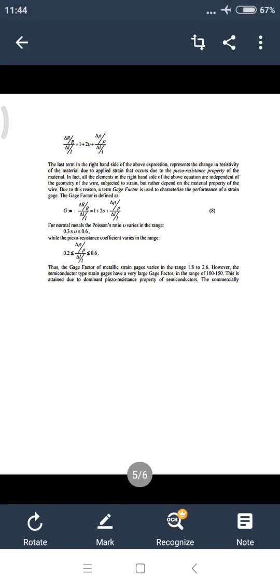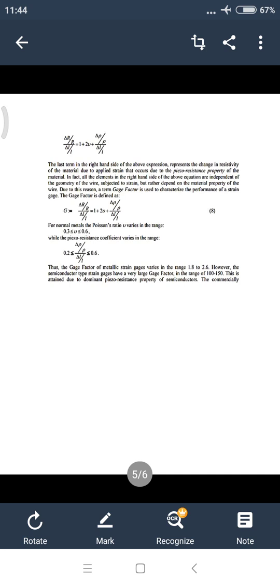Due to this reason, the term gauge factor is used to describe the performance of the strain gauge. Gauge factor is defined as G equals delta R by R over delta L by L, which equals 1 plus 2V plus delta rho by rho over delta L by L. For normal metals, the Poisson ratio varies from 0.3 to 0.6, while the piezoresistance coefficient varies from 0.2 to 0.6.